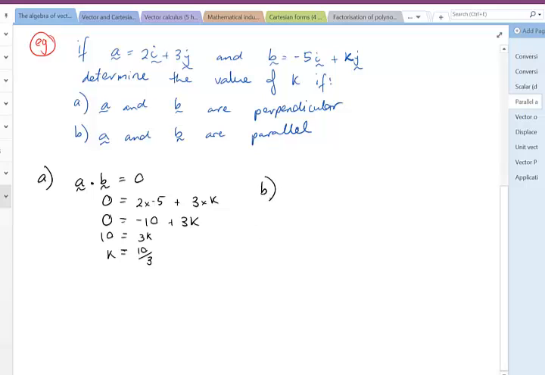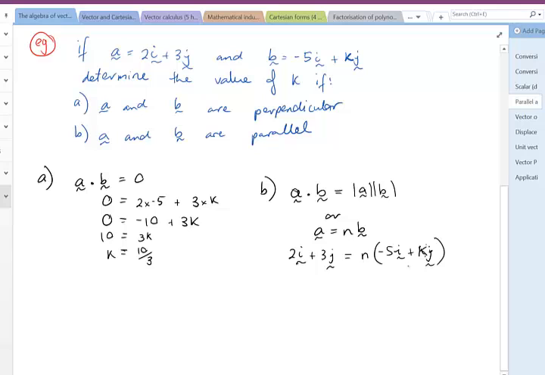When we look at part B, we're looking for A and B to be parallel. So we're looking for the dot product of A and B to equal the product of the magnitudes, magnitude of A and magnitude of B, or looking for A to be some constant multiple of B. I'm going to go with the second approach because it makes more sense to me. We're saying 2i plus 3j will be some multiple of negative 5i plus kj.